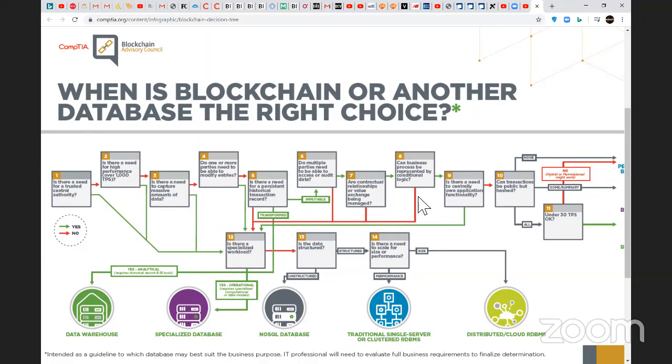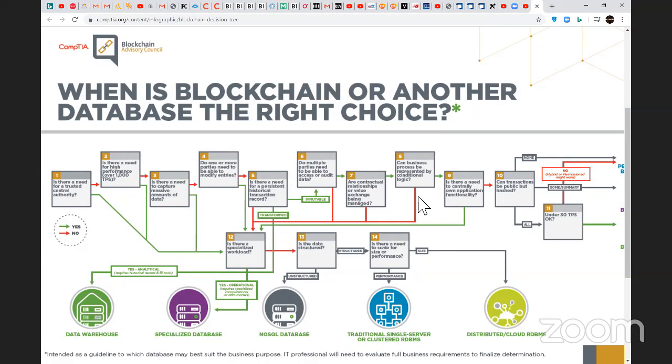Is there a need to capture massive amounts of data? If no, go to 4. Do one or more parties need to be able to modify entries? If no, go to 5. Is there a need for a persistent historical transaction record? If no, go to 6. Do multiple parties need to be able to access or audit data? So they're talking about immutable. If no, go to 7.